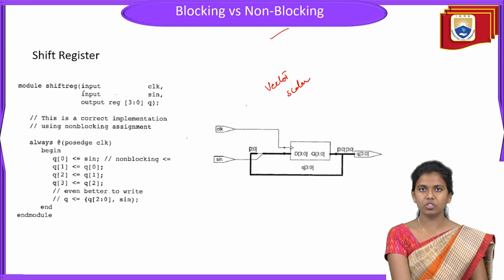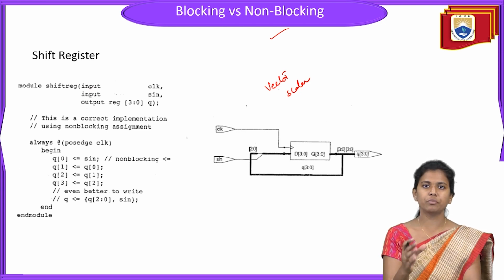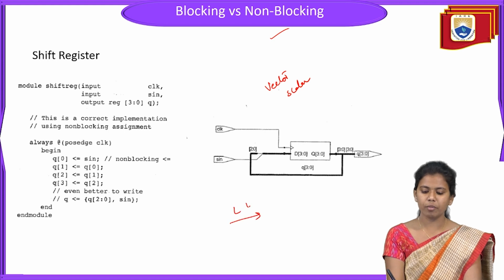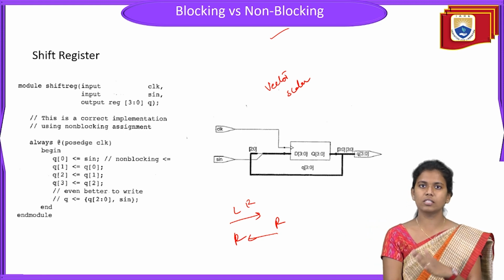So here under the shift registers, what are shift registers? Shift registers are nothing but they shift the bits either from left to right, or else from right to left. Okay, shift left. When the bits are shifting from right to left, we call it a shift left.